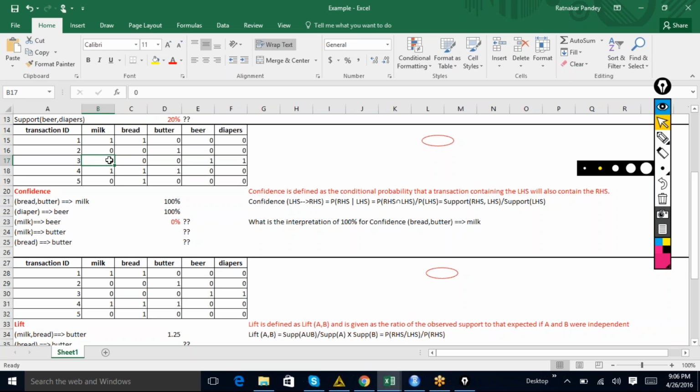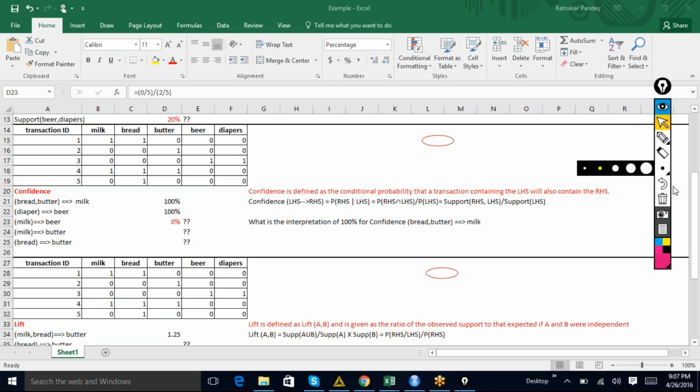So zero instances where milk and beer were bought together, so that basically makes the numerator 0 divided by 5, divided by the denominator, which is basically how many instances where milk was bought, that is 2 divided by 5. But because I have 0 in the numerator, that means 0%, right? So what does it mean? That I have 0% confidence that beer will be bought when the milk has been bought, right? Is it clear to everybody how we got this 0%? Any questions?